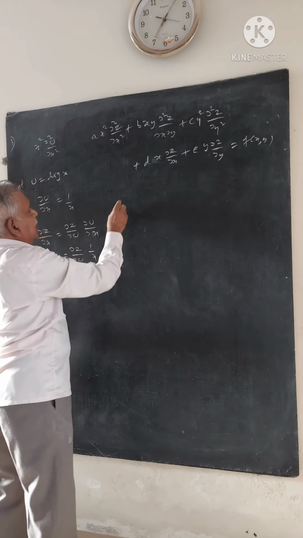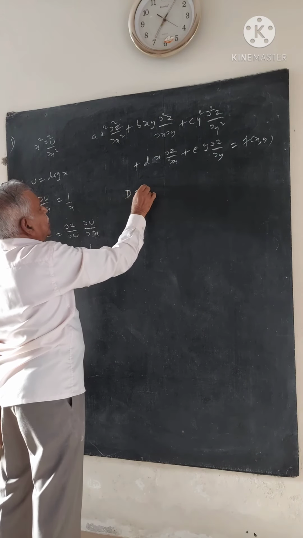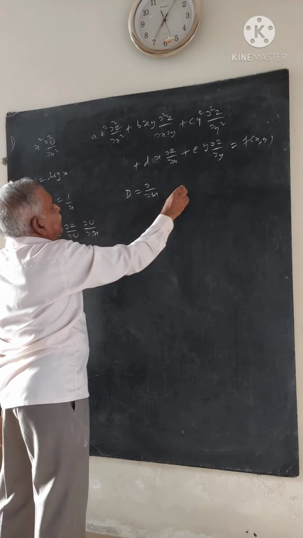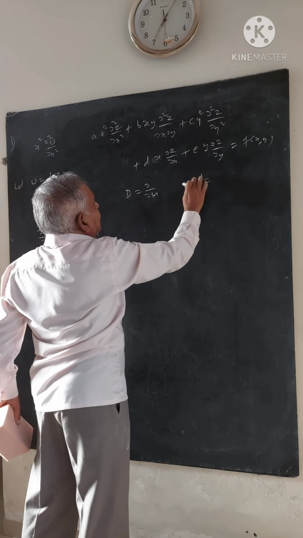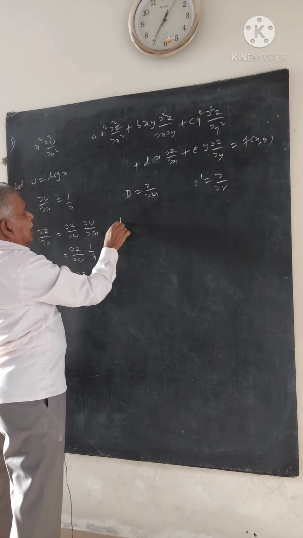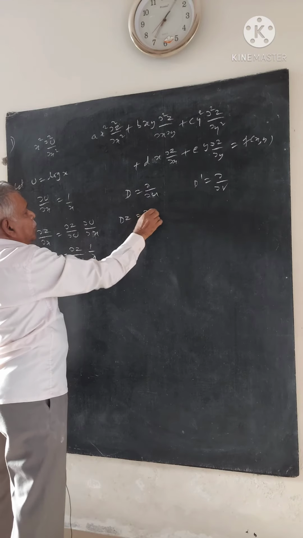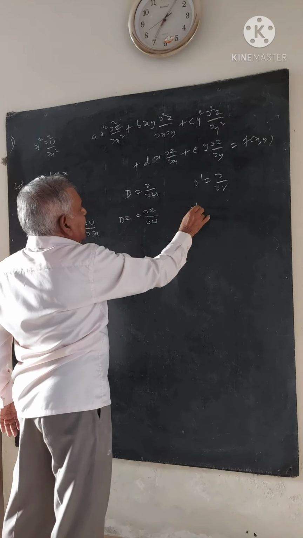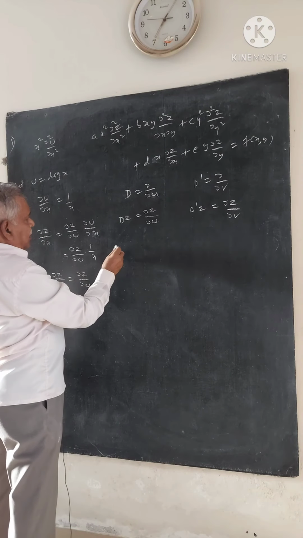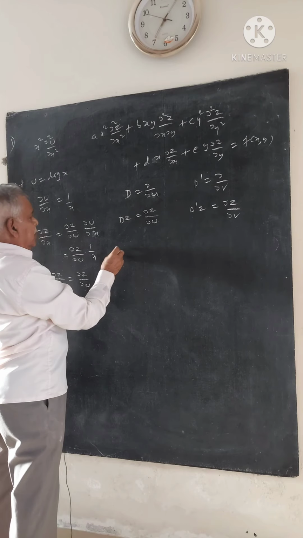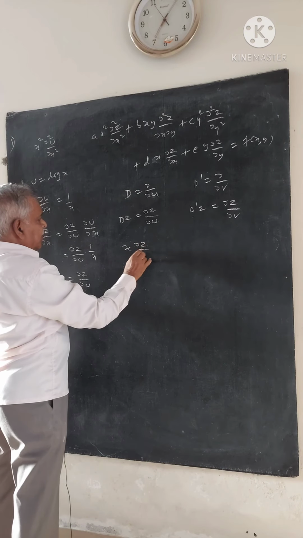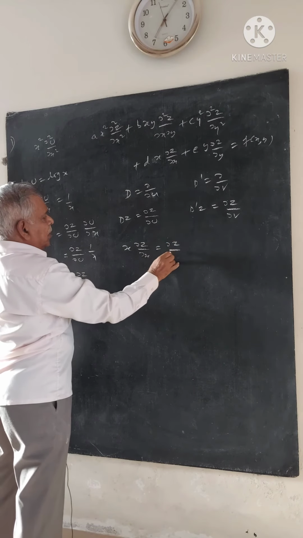First, we should consider D equal to ∂/∂u, and D' equal to ∂/∂v. So Dz equals ∂z/∂u, and D'z equals ∂z/∂v. Again, considering x ∂z/∂x equal to ∂z/∂u.